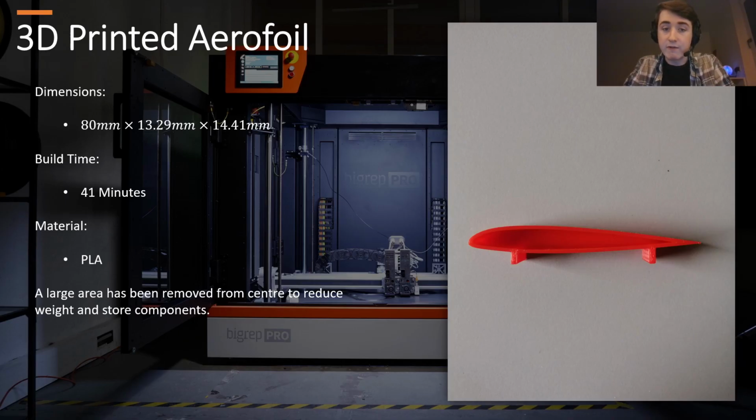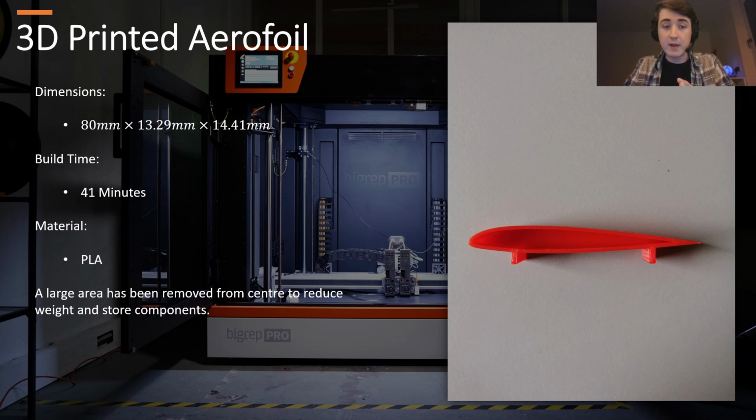Shown on this slide is a 3D printed model of our airfoil to show how the wing would look. To make this, we used an Adventure 4 series 3D printer. It took 41 minutes to build, and it is created out of a material called PLA. The reason I have removed such a large section of material from the middle of the airfoil is to reduce the overall wing's weight as much as possible to make the aircraft more efficient, while still providing good structural strength to the entirety of the wing.